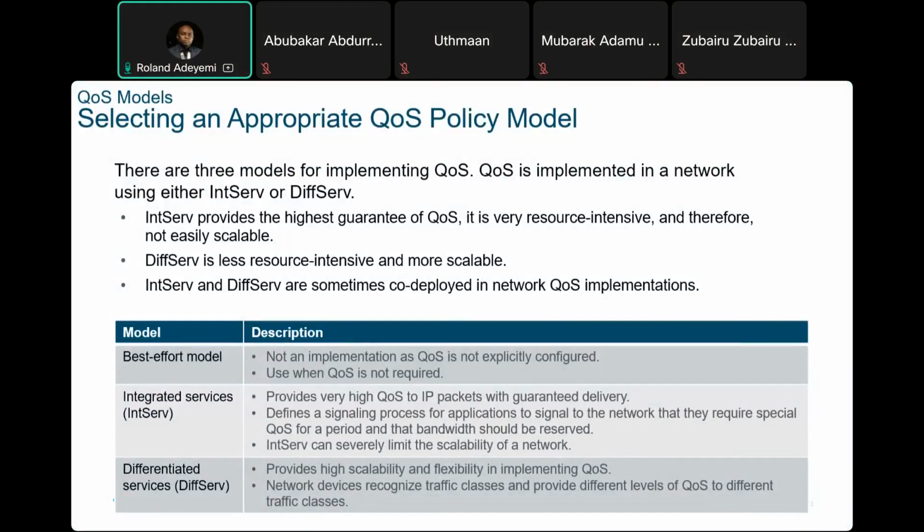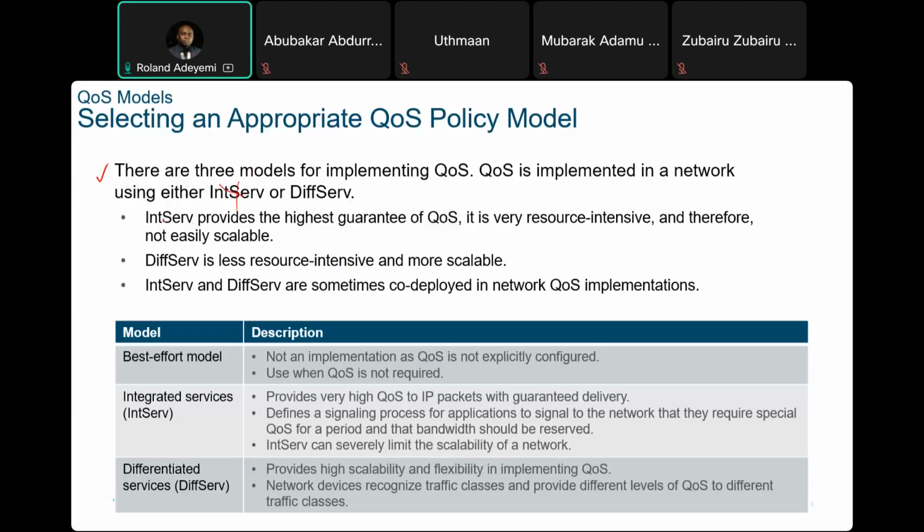So look at it: selecting an appropriate QoS policy model. There are three models for implementing QoS. QoS is implemented in a network using either IntServ or DiffServ. What's the big deal? What's the difference between the two? This one is not recommended. It's old school, and I'll tell you why.